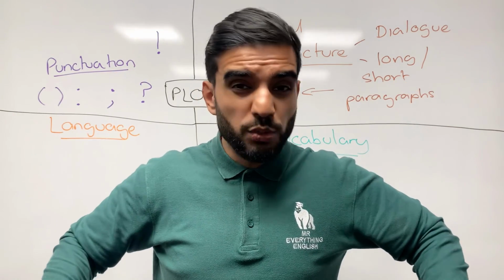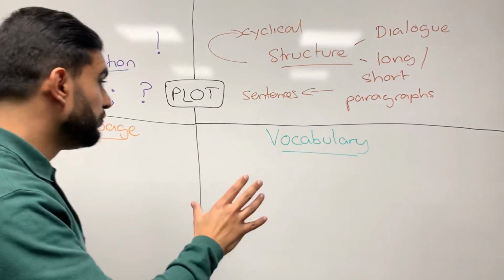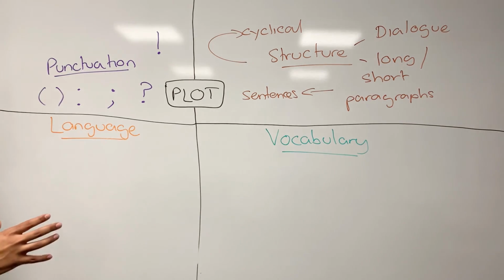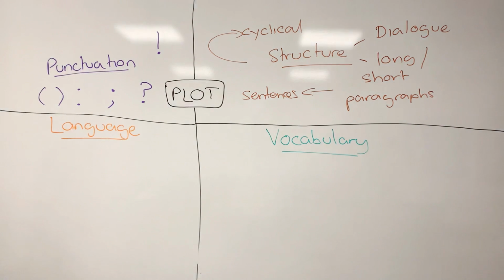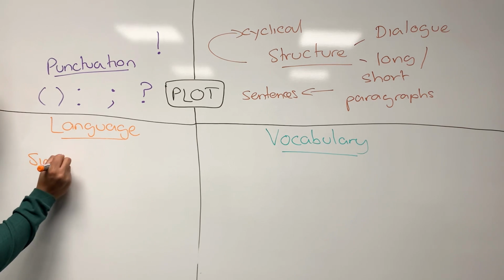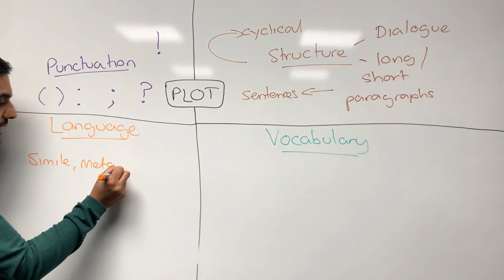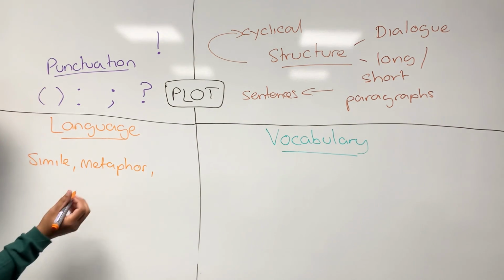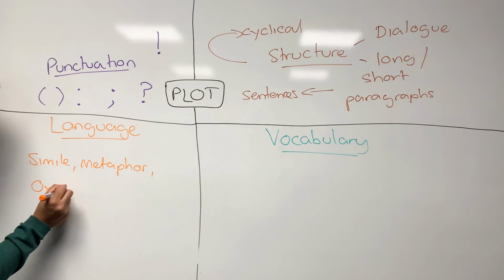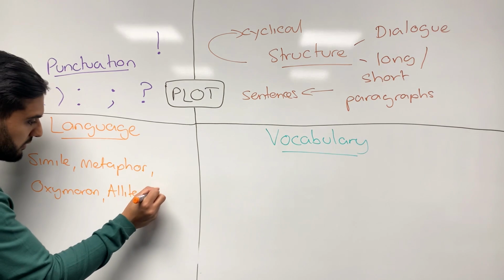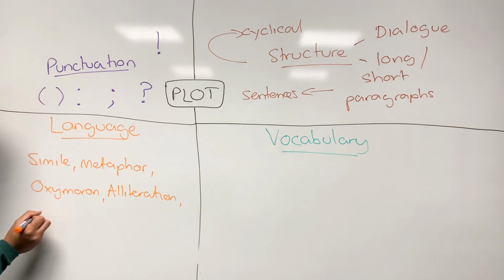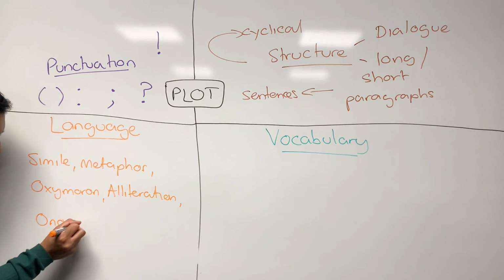Now we move on to the big boys. We move on to vocabulary and we move on to language. Language devices and ambitious words. Let's start, guys, with language devices. I'm just going to make a pure list of a few different language devices and then I will go over them. So guys, you've got simile, metaphor, oxymoron, alliteration. Let's go for onomatopoeia.